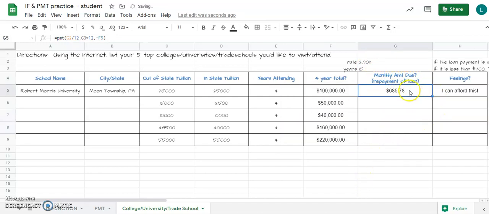So remember good old absolute cell reference? You need to lock those cells. So that's both those dollar signs in front of the letter and the number. Then when you autofill going down, it will work out.